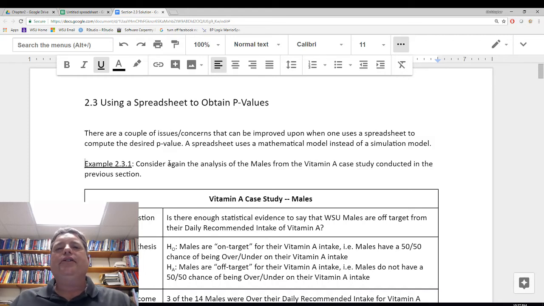Okay, let's go ahead and get started with section 2.3. In this section, we're going to use spreadsheets in order to compute the p-value quantities that we were working with in the previous section. In the previous section, the reference distribution app was used to obtain these p-values. There are certain advantages to using spreadsheets to obtain these quantities, and those advantages will be discussed as we go through these examples.